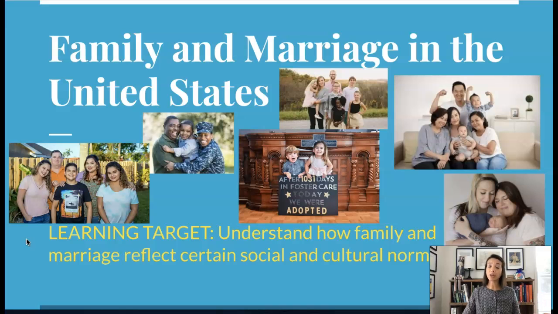So we're going to focus on three topics. The first one is going to be romantic love. The second one is going to be divorce. And then the third one is family violence. All three of those topics are a reflection of certain social and cultural norms that we have in the United States.